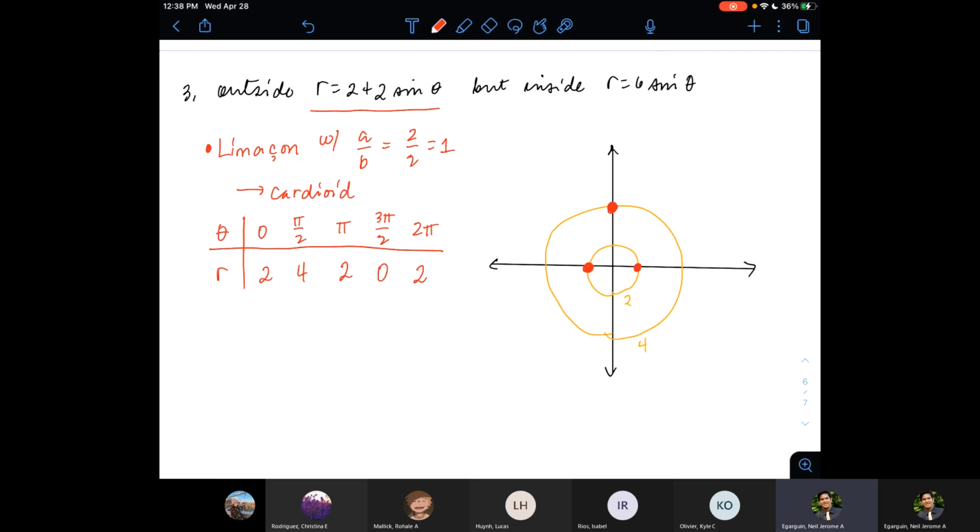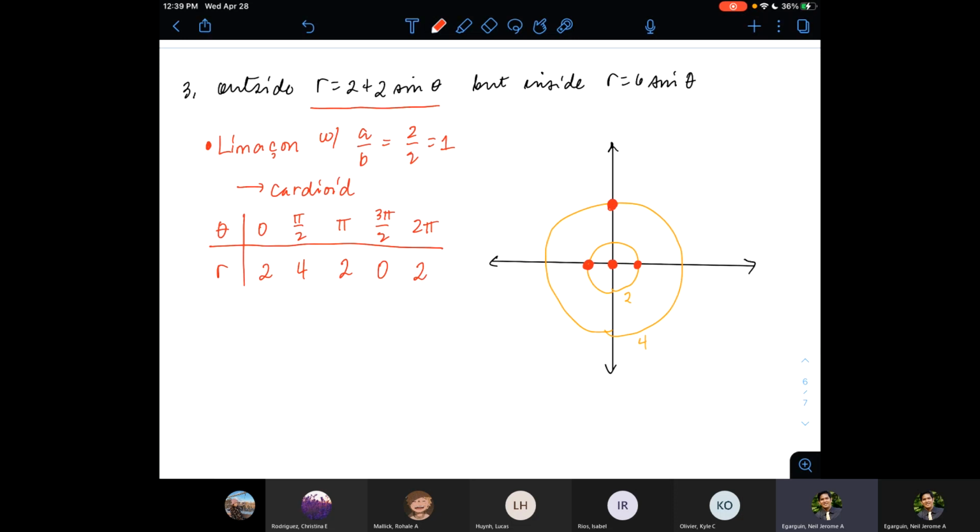Okay, and then we'll go this way, 3 pi over 2, we get 0. So we'll put it here. Okay, and then at 2 pi we'll be back at 2, right? So it's a heart-shaped graph, a heart-shaped limaçon or a cardioid, but remember that the limaçons are rounded graphs. So though it's a heart-shaped graph, it should be rounded. So it should look like this.